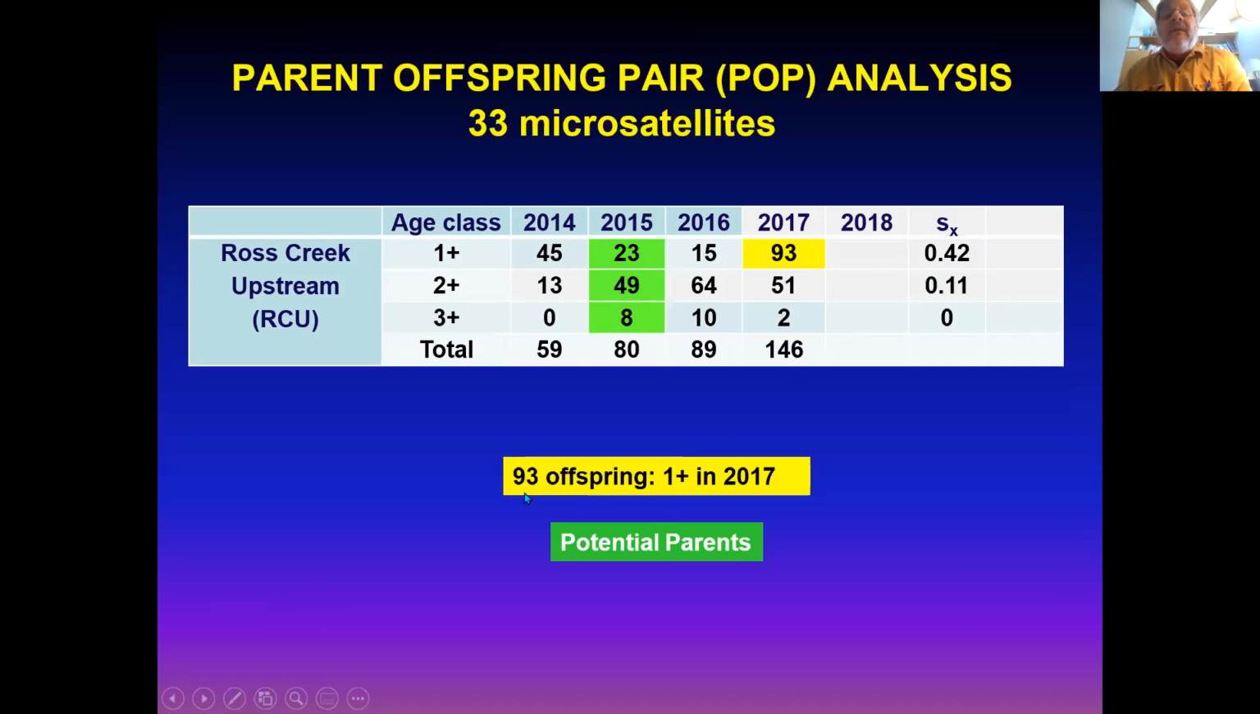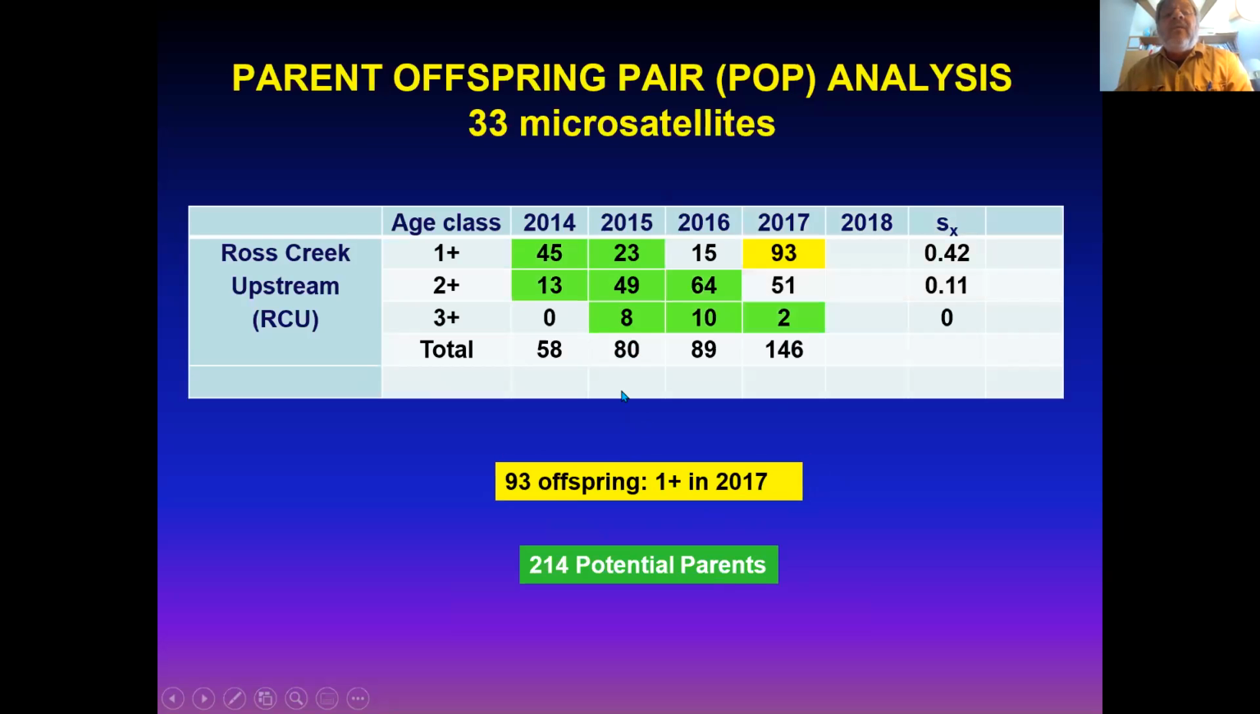So in this case, we have 93 offspring, and the potential parents are here, but not just these guys, but also the ones that were collected the previous years and the following 2 years. And the ones that were collected the following 2 years, only the 2-year-olds and the 3-year-olds would have been present and mature the previous year. And the ones collected in 2017, only the 3-year-olds would have been 1 plus the year of the spawning event.